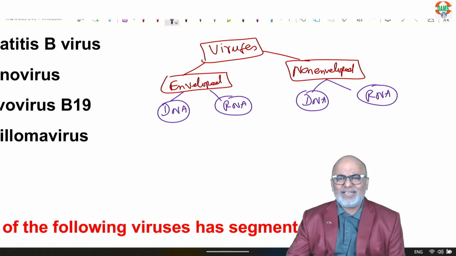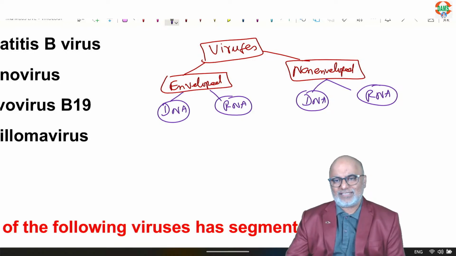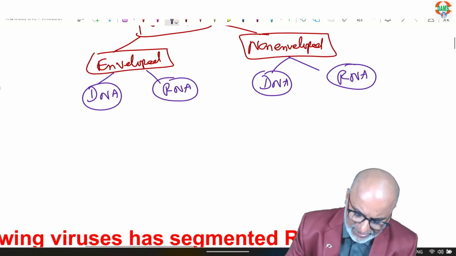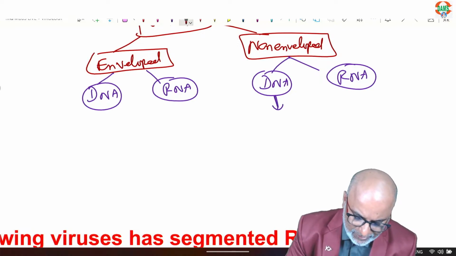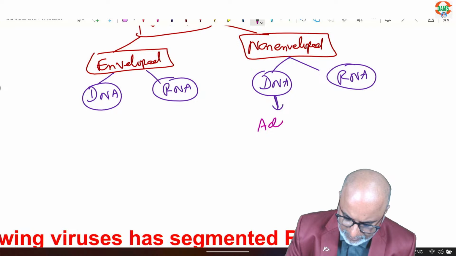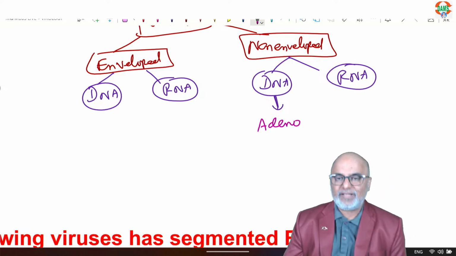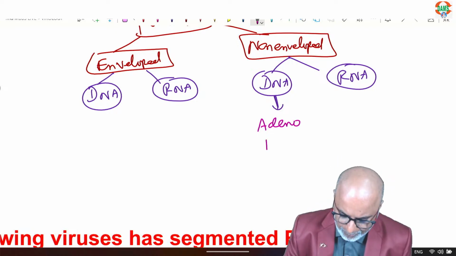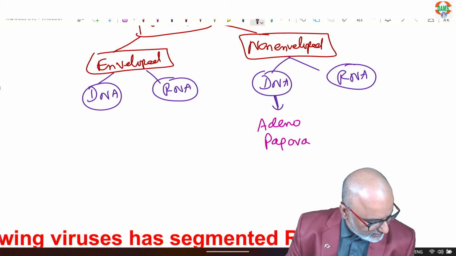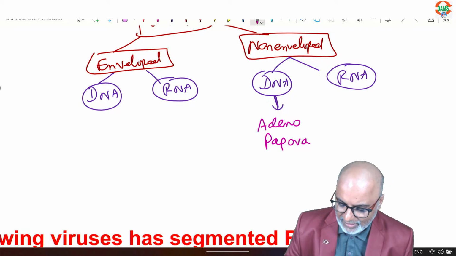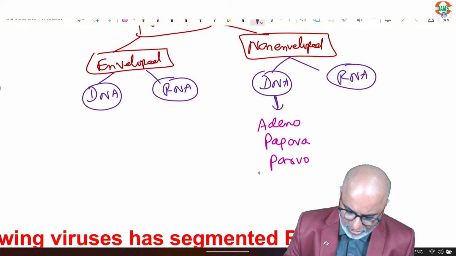Wherever there are fewer members, remember that group first. It is easy to remember the non-enveloped viruses. Non-enveloped DNA viruses are mainly three: adenovirus, papovavirus, and parvovirus. These are non-enveloped.